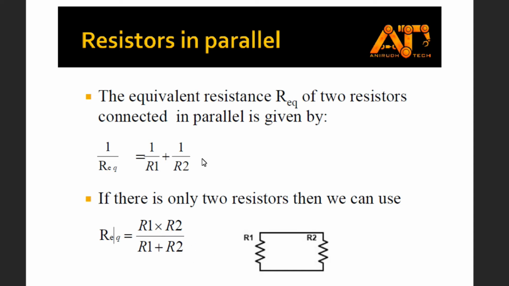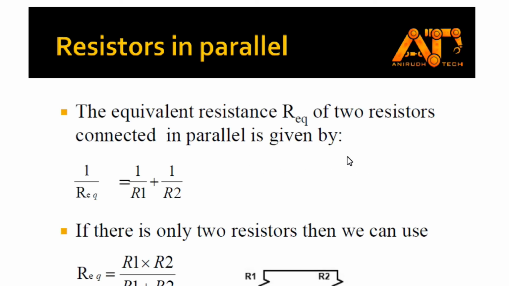And if you have more than two resistors, then you can use this formula. It is 1 by equivalent resistance is equal to 1 by R1 plus 1 by R2 plus etc., up to however many resistors you have, then you can add them there. Like 1 by R1 plus 1 by R2 plus 1 by R3, like that.